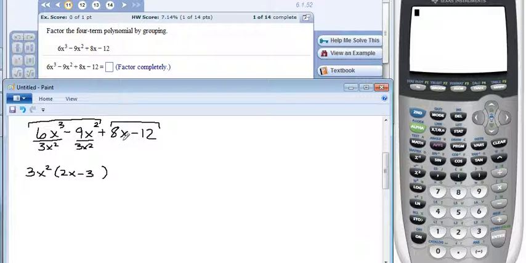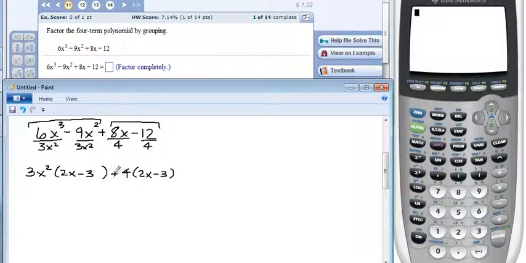Now I'm going to go over to these two terms and do it again. Between an 8 and a 12, what do I have in common? Well, a 4 goes into both of those. A positive 4. That's the biggest thing that divides into both of those evenly. There is no x term here, so I can't take any x's out. So I'm just going to divide through by 4, and see what's left. 8 divided by 4 is 2. I've got this x left over. Negative 12 divided by 4 is negative 3.